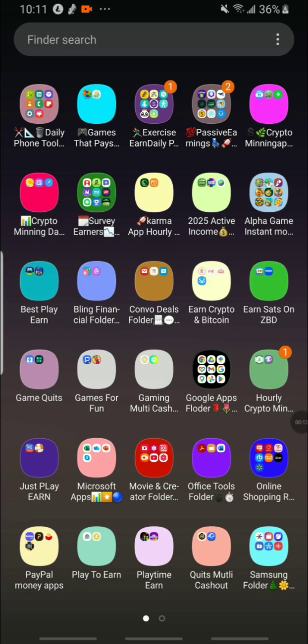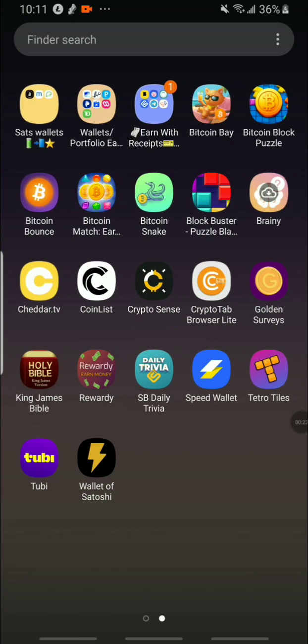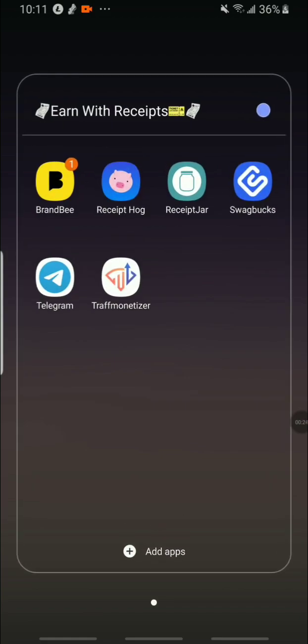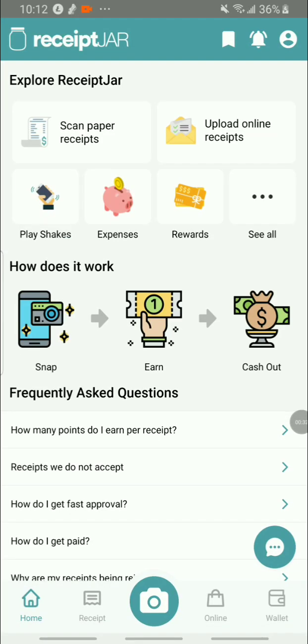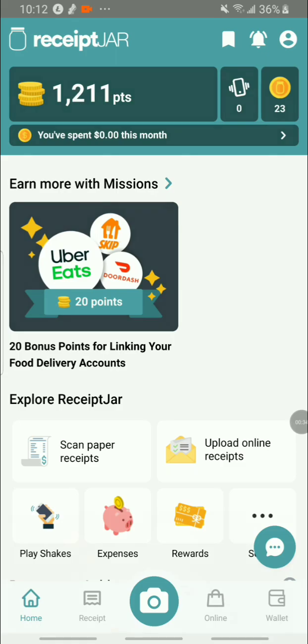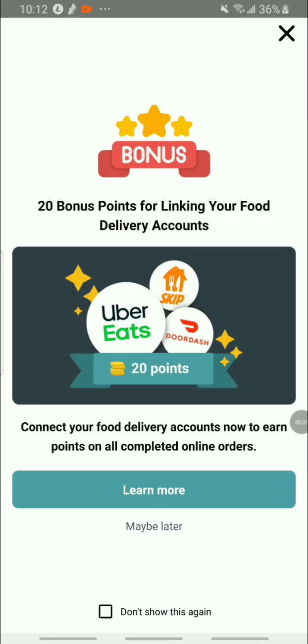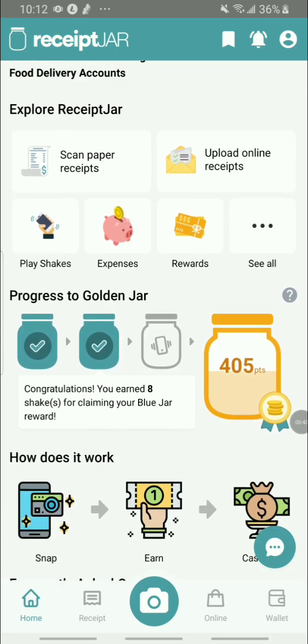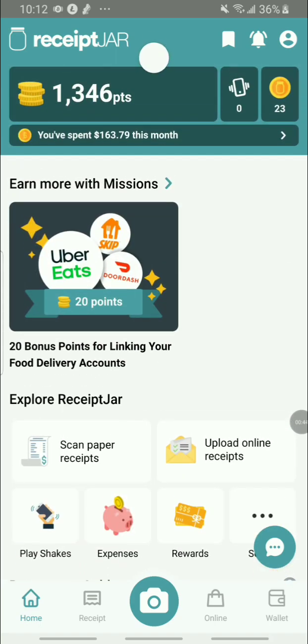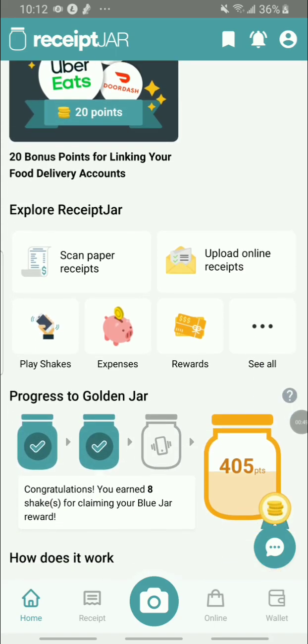In our first video we did cash out some earnings from our Receipt Hog account, and I cashed out $5 in PayPal money. That amount will automatically go to my PayPal account. So now we're going to cash out some more. We're going to go into our Receipt Jar. This is similar to Receipt Hog, where we also did some spinning. For Receipt Jar, I don't have any earnings to collect, so I'm just going to cash out $5 in PayPal money.